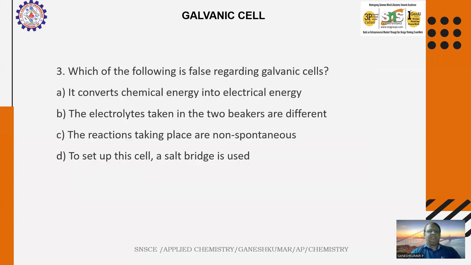So we can answer this. Which of the following is false regarding the galvanic cell? It converts chemical energy into electrical energy. Correct. The electrolytes taken in the two beakers are different. Yes. The reaction that takes place is non-spontaneous. No, the reaction here is a spontaneous one.